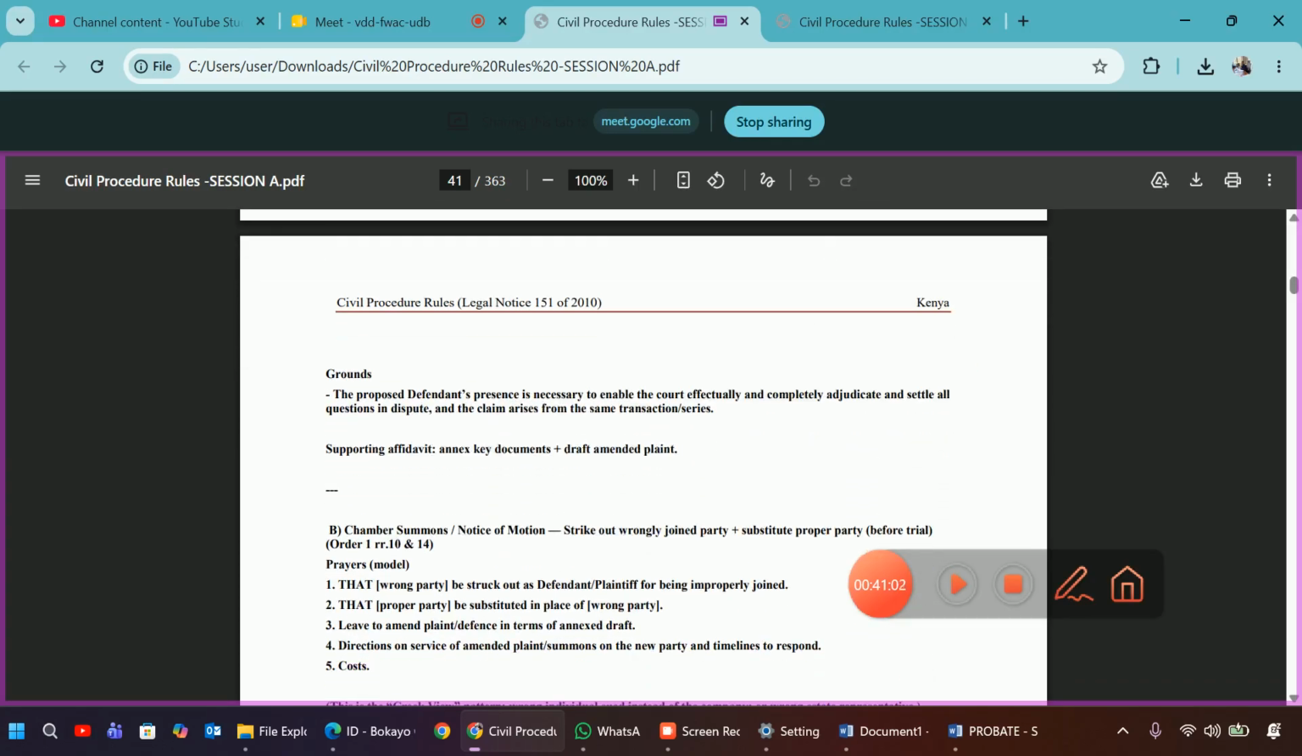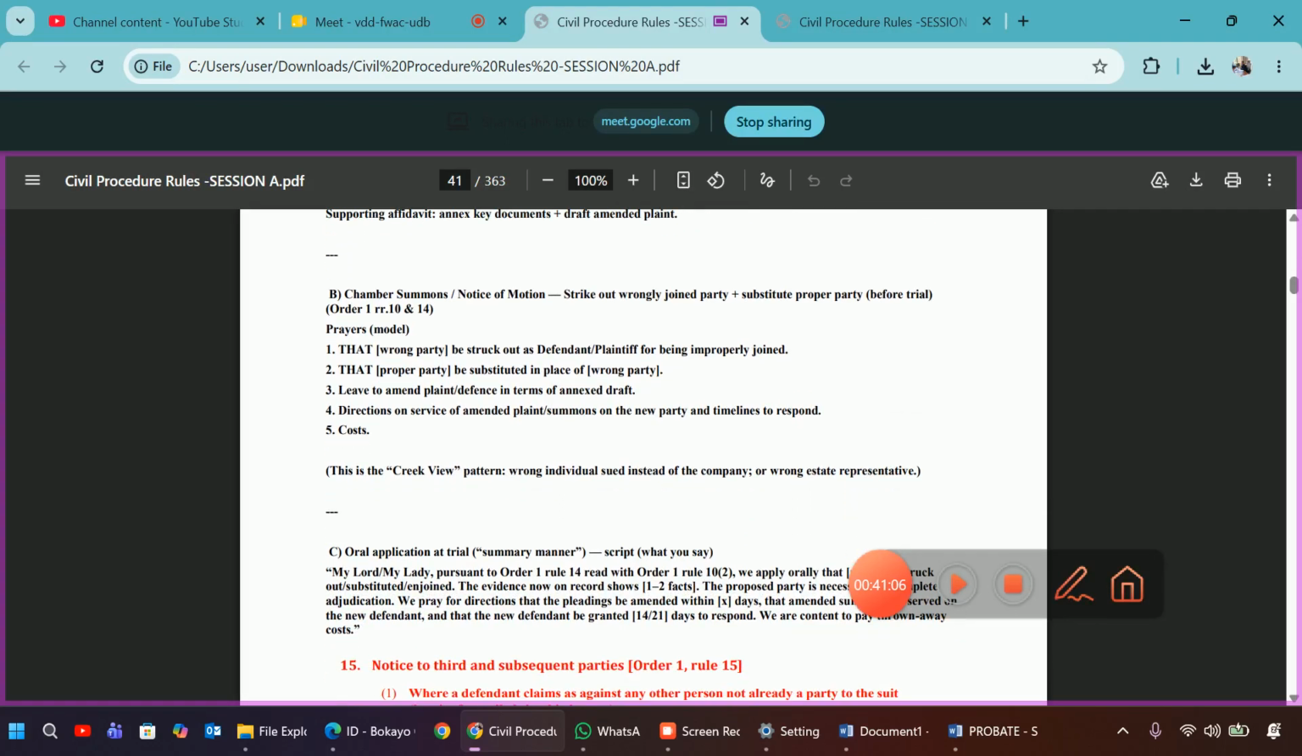Then what are the grounds? That the proposed defendant's presence is necessary to enable the court meet the ends of justice. Then a chamber summons to strike out wrongly joined parties and substitute a proper party before trial. That is what is to be used.